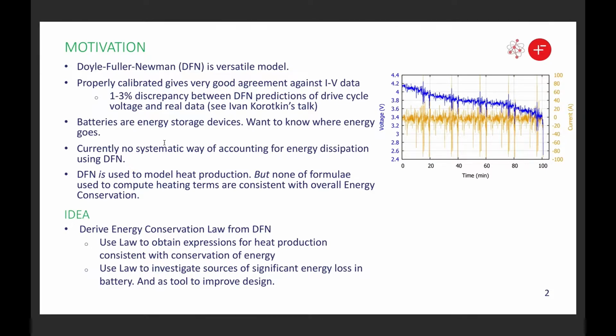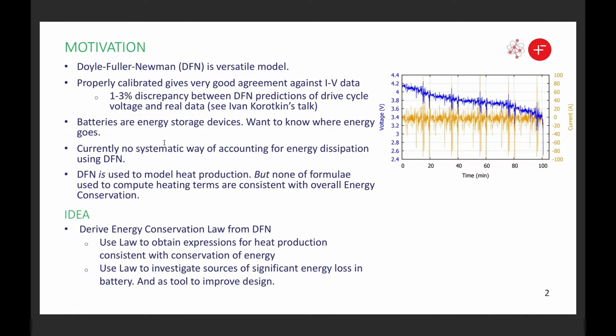That's not to say that people don't model heat production using Doyle-Fuller-Newman, but the way they do that, and there are many works that do this, none of the formulae that they use are actually consistent with overall energy conservation. So the idea of this work here is to derive an energy conservation law from the Doyle-Fuller-Newman model, and then use that law to obtain expressions for the heat production which are consistent with conservation of energy.